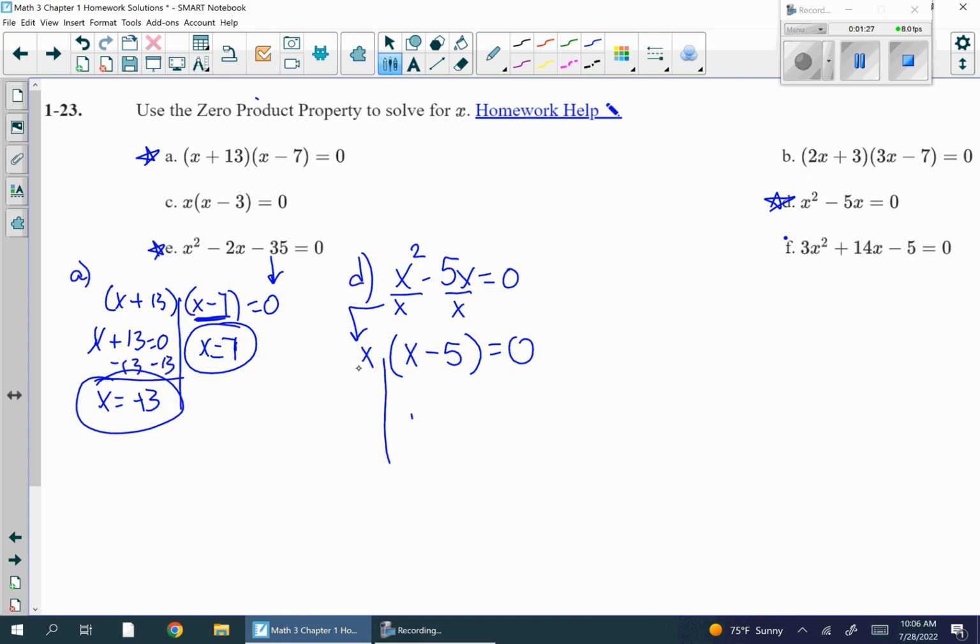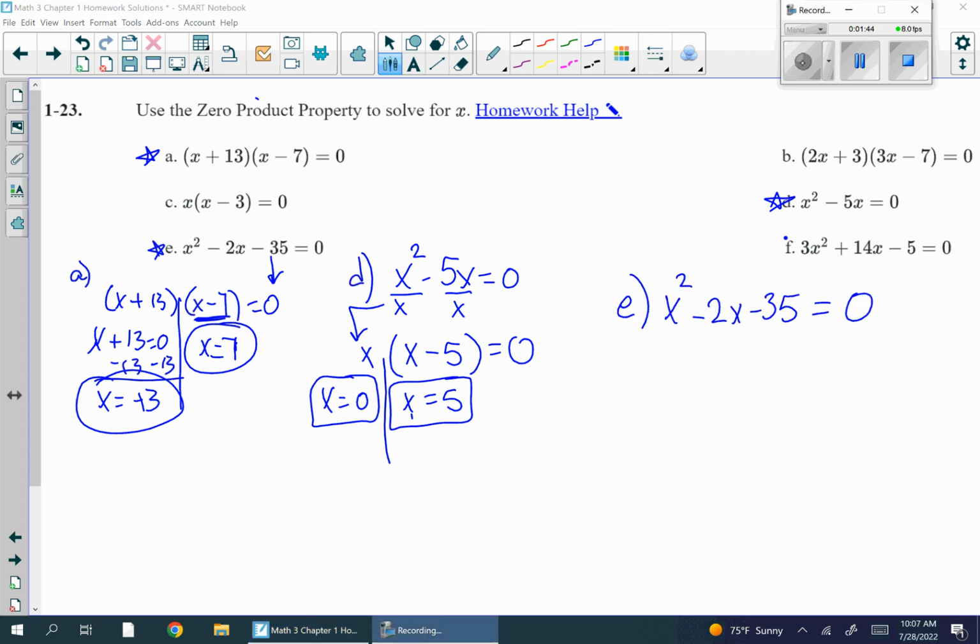I'm going to draw my line, and if x equals 0, we just set each piece, each factor, equal to 0, and if x - 5 = 0, we know that the solution would be x = 5, because 5 - 5 is 0, and x = 0 is 0. There we go.